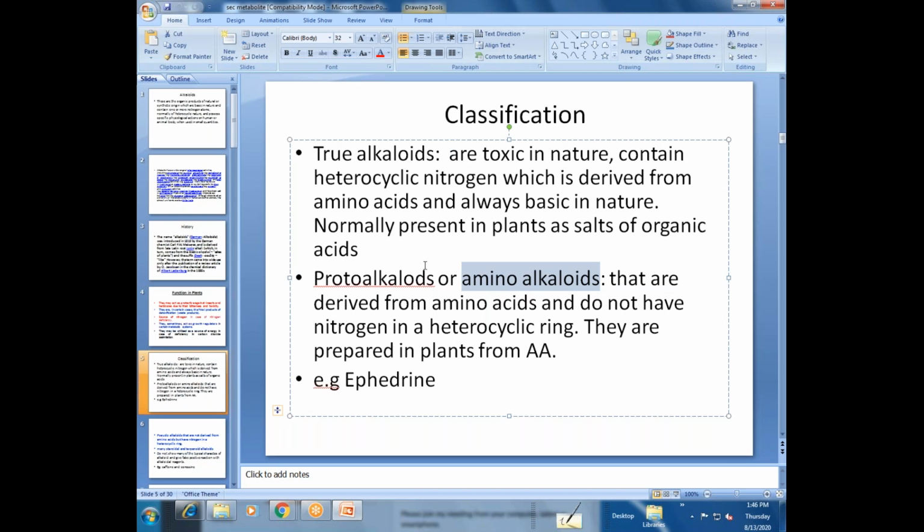A ring with two different functional groups, ma'am. No, not different functional groups. What is a heterocyclic ring?